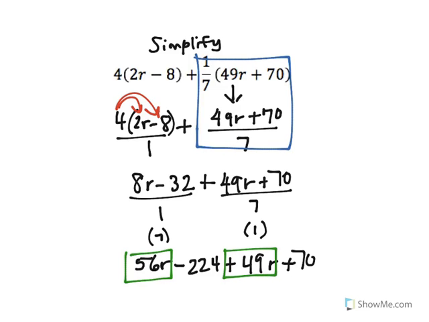Okay, those are my variables. These are my numbers. And I get 56 plus 49 gives me 105r. Negative 224 plus 70 gives me negative 154. And that's all I can do there. This is my answer.